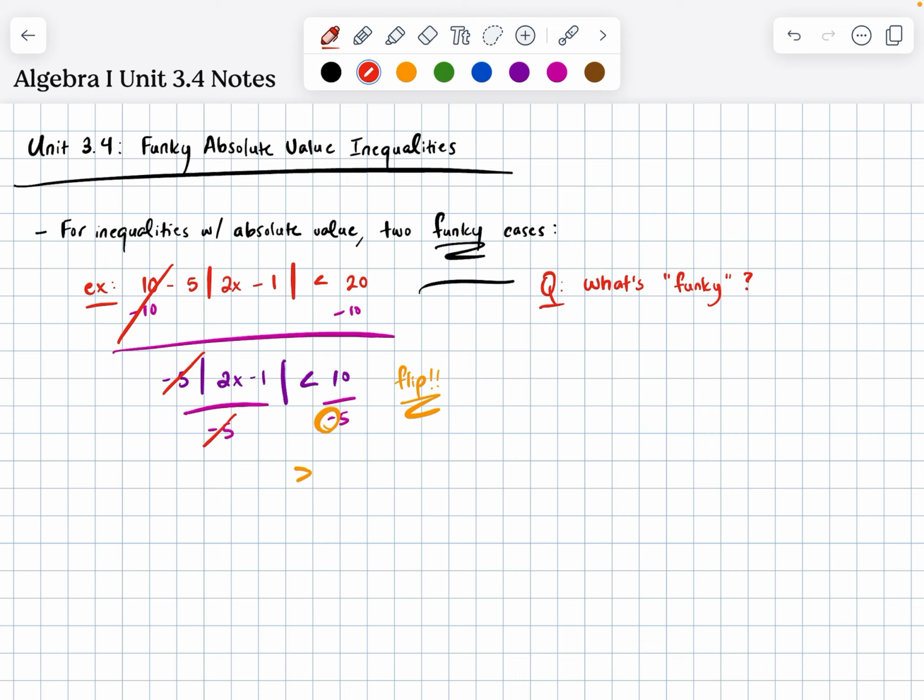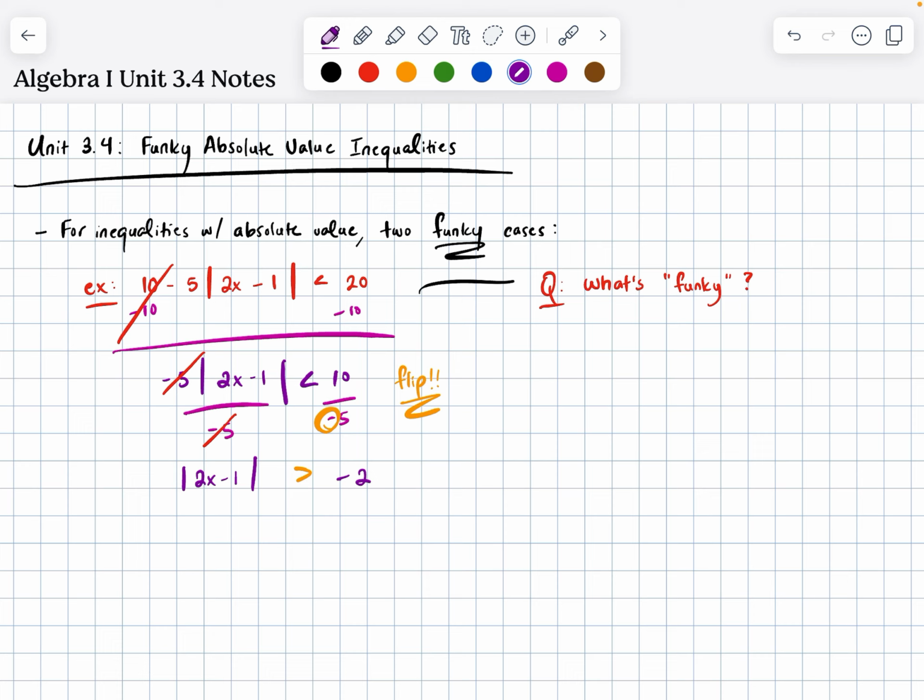Right, on the left side, I divided by negative 5, so I'm just left with the 2x minus 1 in my absolute value bars, which is now greater than negative 2. Okay, what's funky? What's weird? What's new? What's different? Well, I'm saying the absolute value is greater than negative 2. All of the problems we saw yesterday had positive numbers on the other side. So now I need to find a way to make sense of this.